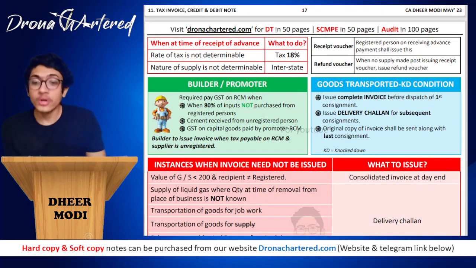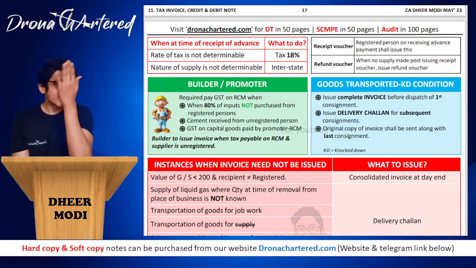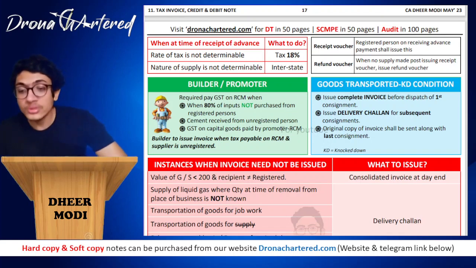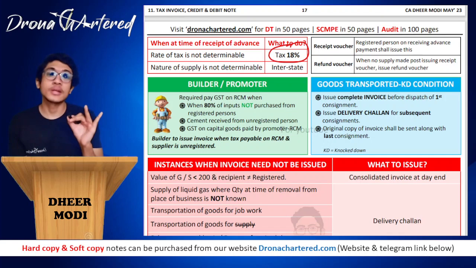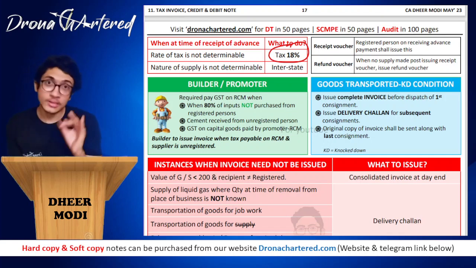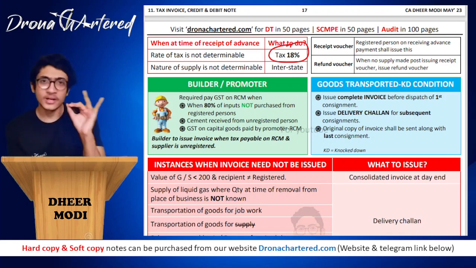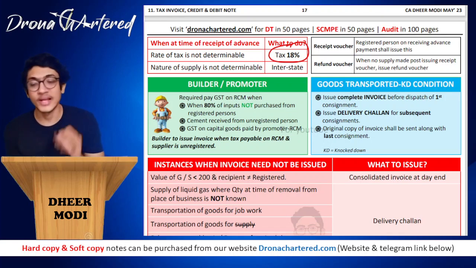Now, if the rate is not determinable at the time of receipt of advance, that is, you already received the money, but you have a little confusion with regards to what the rate is, in such a case, what do you have to do on the invoice? You will be charging tax at the rate of 18%. That is the rate that you will charge in the invoice, and later, of course, you can change it based on whatever clarification you get.